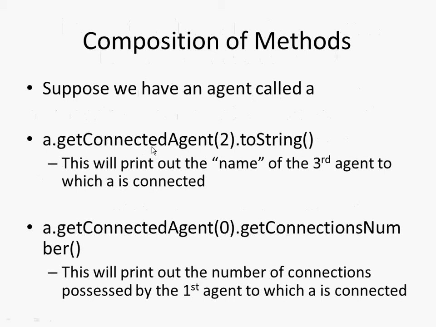So we saw some things like this today. So I could say, if I have a reference to an agent, denoted by A, maybe A is a variable that has a reference to an agent, I could say, get me your connected agent of 2. This is actually the third connected agent. They go 0, 1, 2, okay? And that will give me a reference, and then I could call its toString here, and it'll print out the name of the third agent to which A is connected, okay?